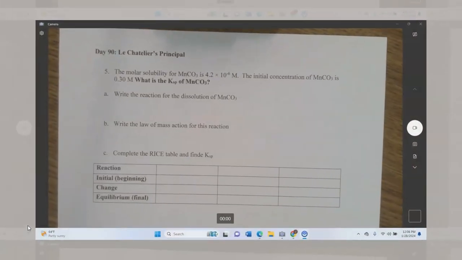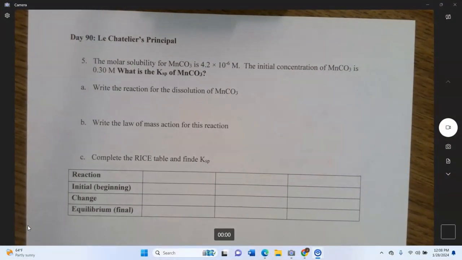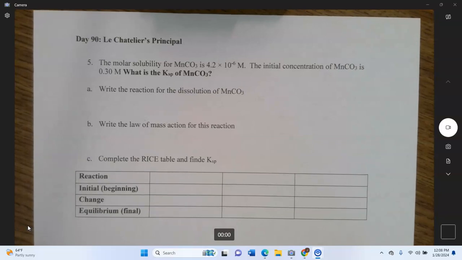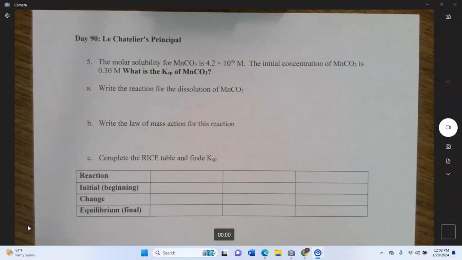Okay, final problem here. Actually, second to last. The molar solubility for manganese carbonate is 4.2 times 10 to the minus 6th molar. The initial concentration is 0.3 molar. What is the solubility product, the equilibrium constant for solubility for that?